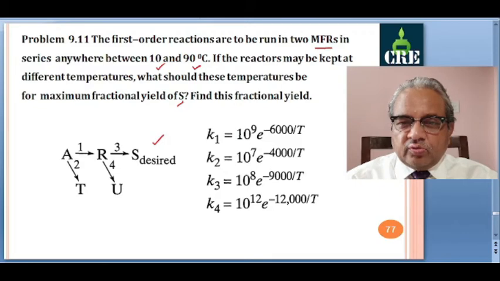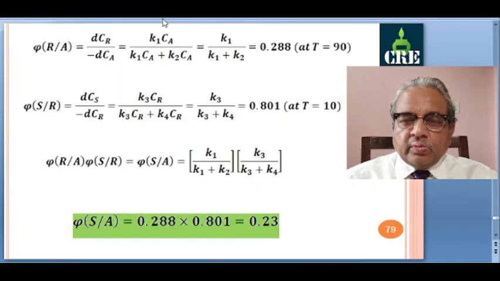So K1, K2, K3, K4, and all reactions, it is mentioned that these are first order. So Ca can be taken out, Ca cancels out. This ratio K1 by K1 plus K2 is calculated. This comes out to be 0.288 at 90 degrees.